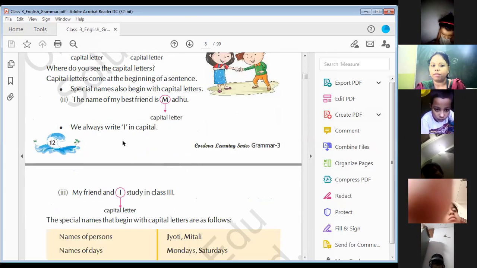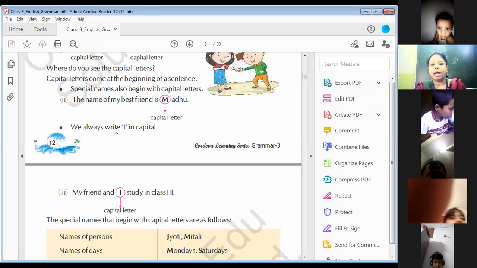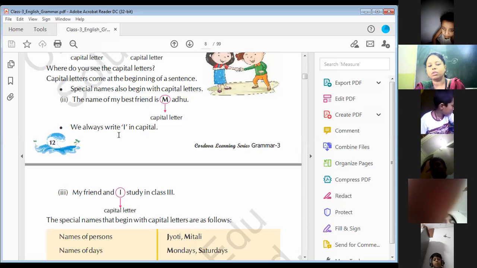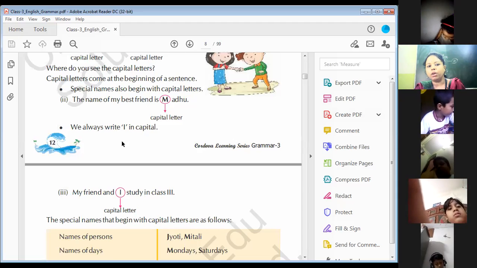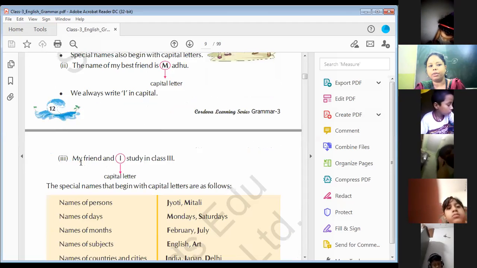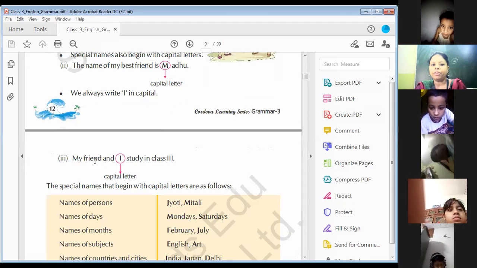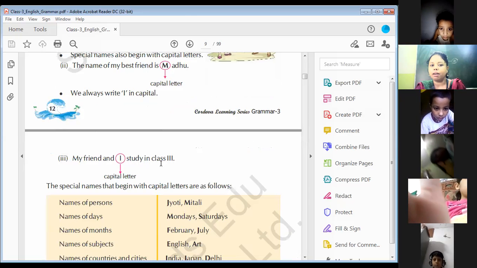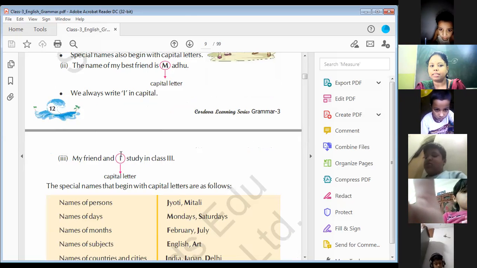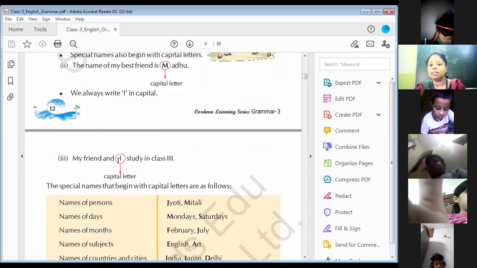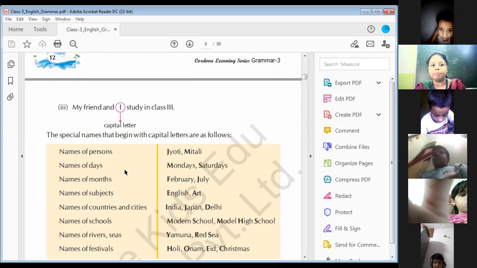One more important thing, whenever we are writing I am going, I was going, the I should always be in capital letter. Like here you can see in this example, my friend and I study in class 3rd. Here I is written in capital letter. I always is written in capital letter.